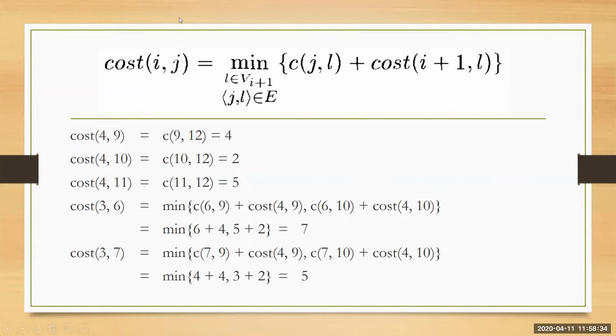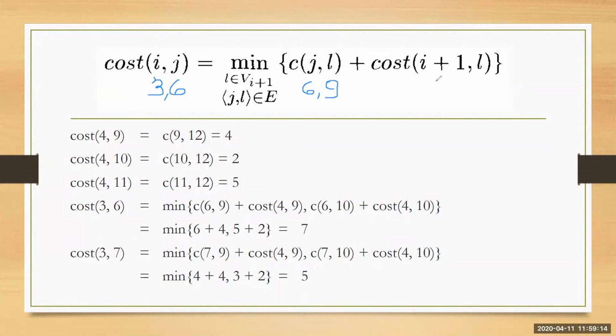What is i plus 1? What was i in the current step? i is the stage number. I told you i is the stage number. i is 3 now. I have taken 3 comma 6 as the example. So this is 3 and j is 6. Now C of j, where j is 6, and L is the adjacent vertex in the next stage. What is adjacent to 6? 9 is adjacent. Plus cost of i plus 1.